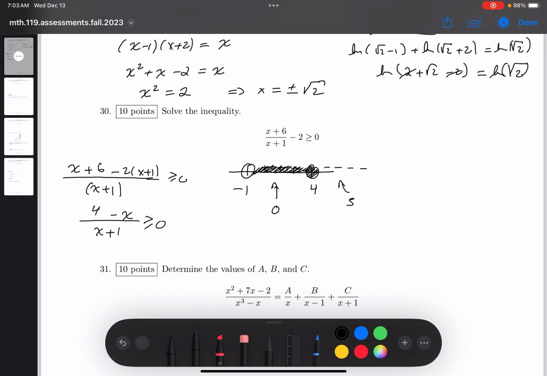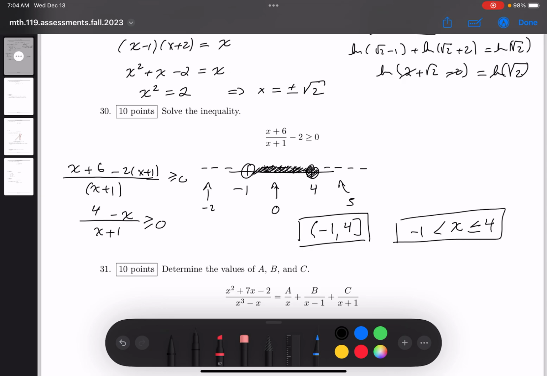I'm going to go below minus 1. And what's a good number below minus 1? I don't know, minus 2 is a good choice. On top you get positive, on bottom you get negative, so overall it's negative. So what do I know? I know my answer now. In interval notation, it would be from minus 1, not including it, up to 4. If you want to use interval notation, that's a fine answer. If you want to write it as an inequality, it's x is greater than minus 1 and less than or equal to 4. Either answer is fine, by the way.